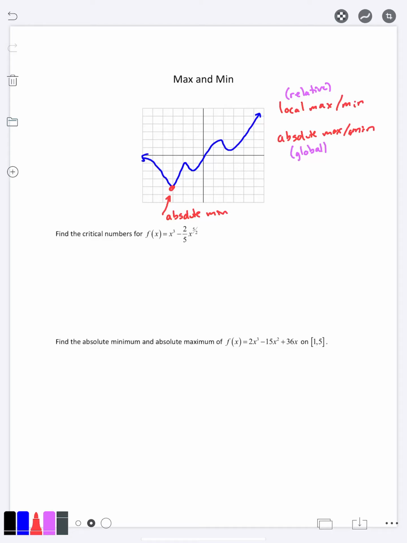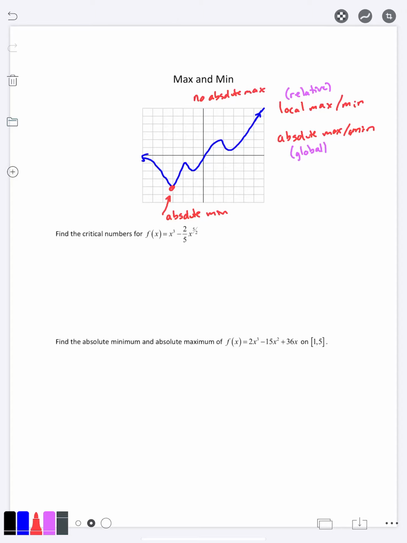Similarly, an absolute max would be the highest point on your graph. Now this function here, because of the arrow, it's going to keep going up higher and higher and higher. And so what that means is there is going to be no absolute max. So I wanted to point out that you may have a max or min, or you may have one but not the other, or you may have neither. It's really going to depend on the specific function here.